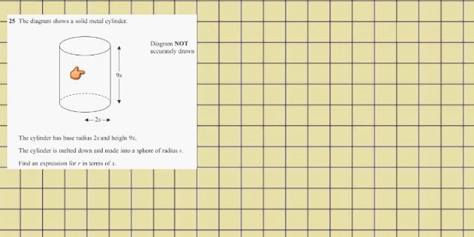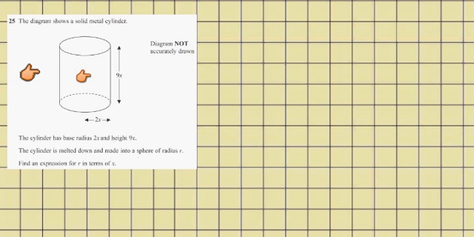You're told that this cylinder here is made of metal. It gets melted down and turned into a sphere. So you know that whatever the volume of this cylinder is, the sphere will have the same volume, because this cylinder will be melted down and turned into a sphere. So this cylinder has the same volume as the sphere that it gets turned into. You are asked to find an expression for r, which you're told is the radius of the sphere, in terms of x. So you don't have to find exactly a number for the radius of the sphere that's made when you melt down this cylinder.